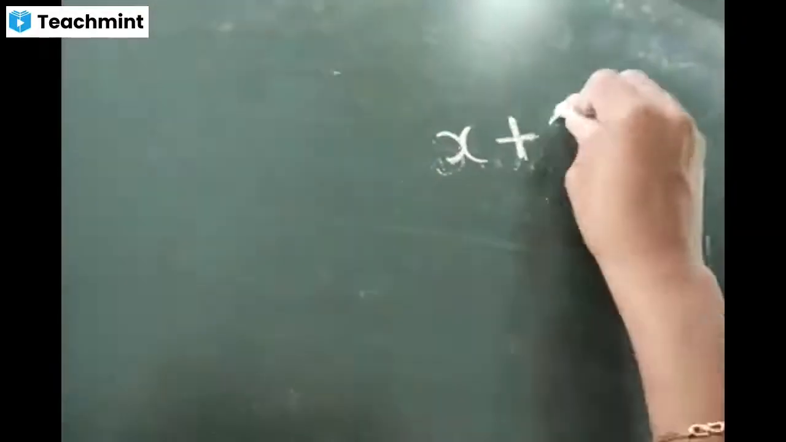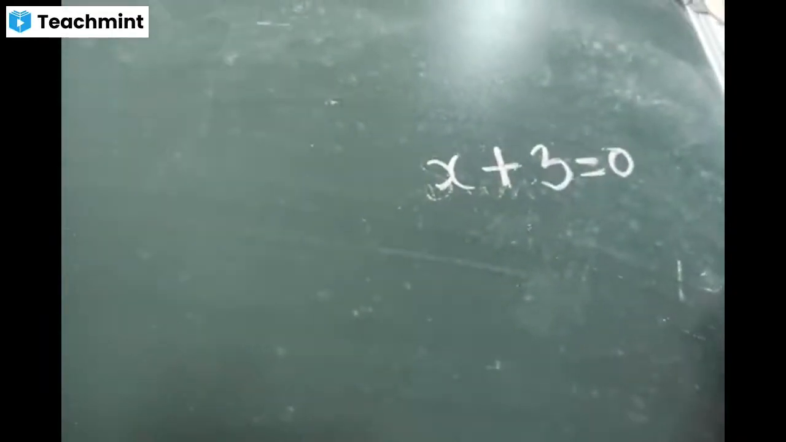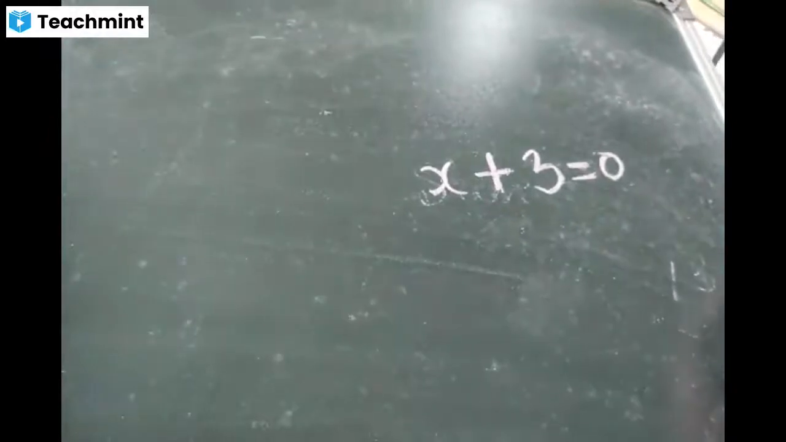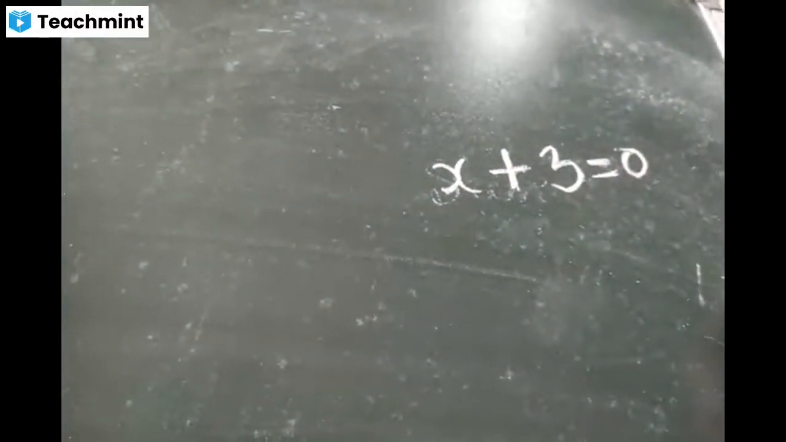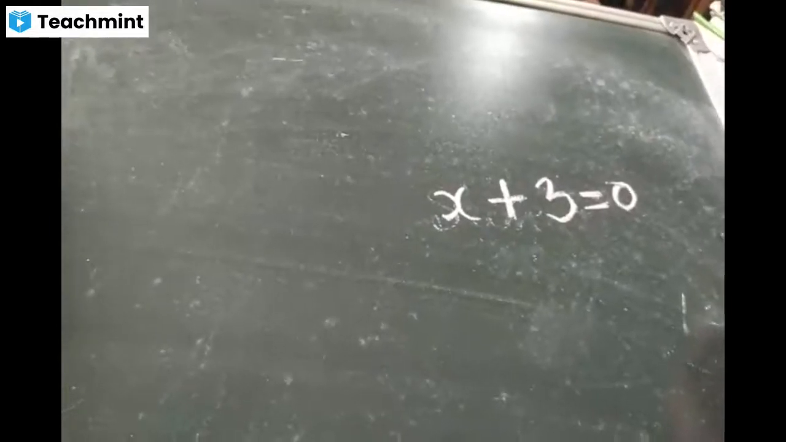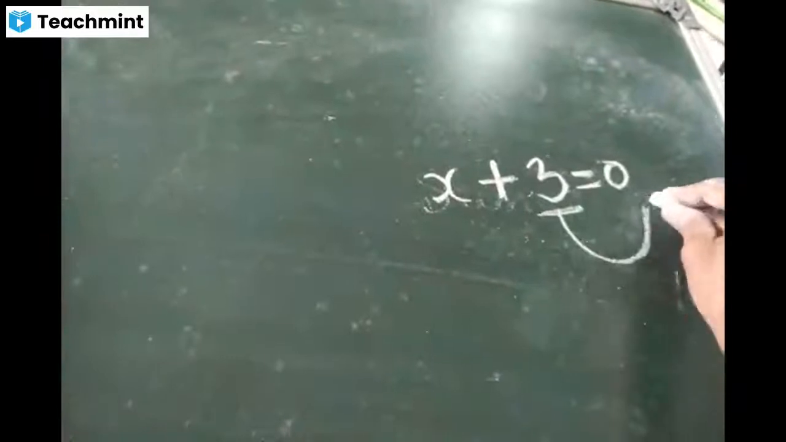The solution of the equation x plus 3 is equal to 0 is. Now we have to find the solution. Means we have to take these 3 to the right side.